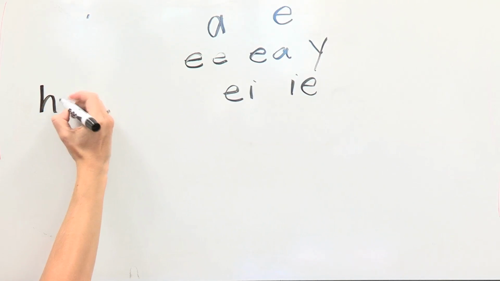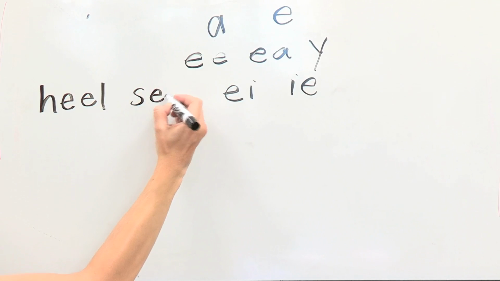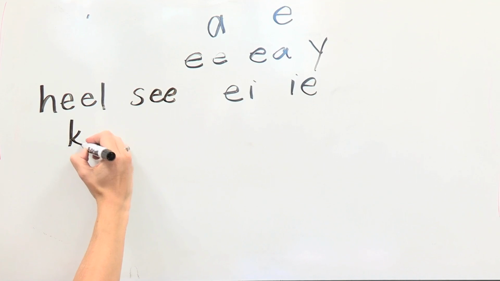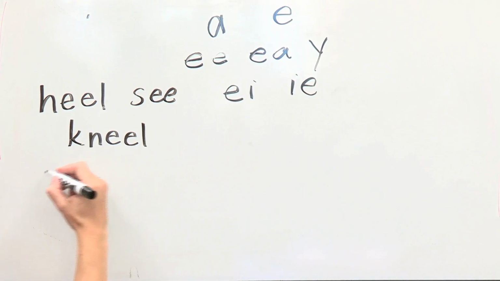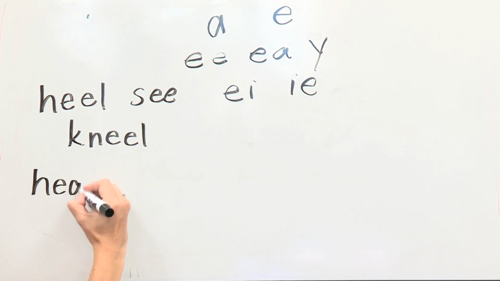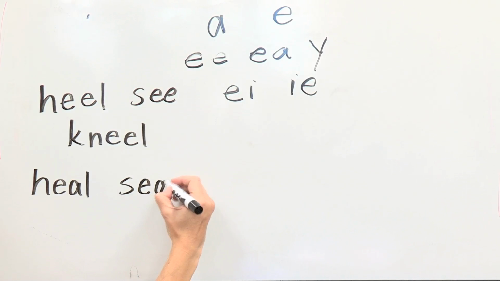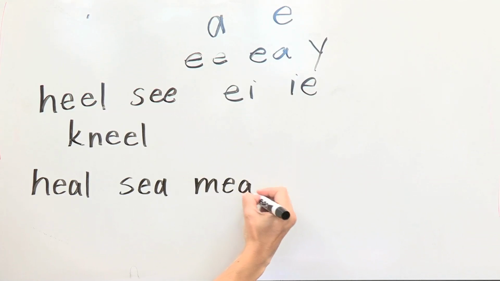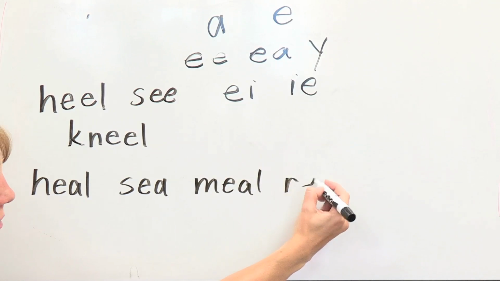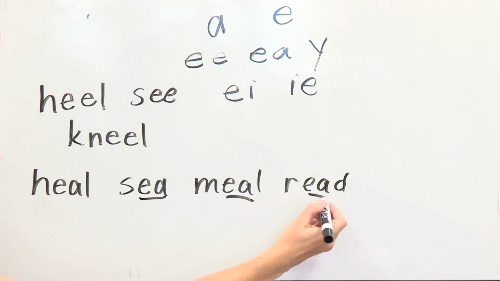Double E, some good examples are heel, see, kneel. EA, we have heel, if you notice, quite a few homophones here. See, meal, read. Now they all make EA.